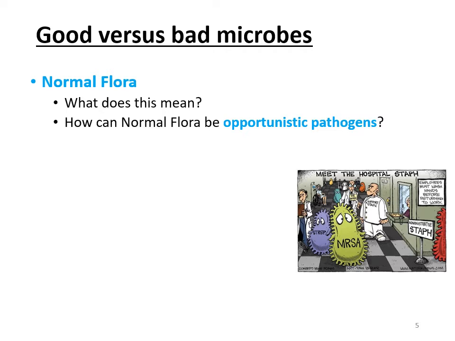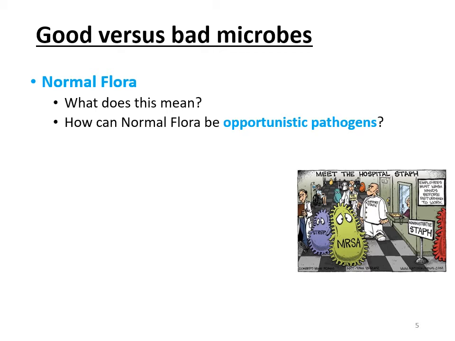Now, the one downside about normal flora is that they can be what we call opportunistic pathogens. Underline this word. This will keep coming back in this course. Opportunistic pathogens means that even though normal flora are normally not bad guys, they are normally not pathogenic, under certain circumstances they can become pathogens. I want you to think about what kind of circumstances might make these good guys that are living on your body, just chilling on your skin or in your gut, suddenly a problem for you and give you symptoms?